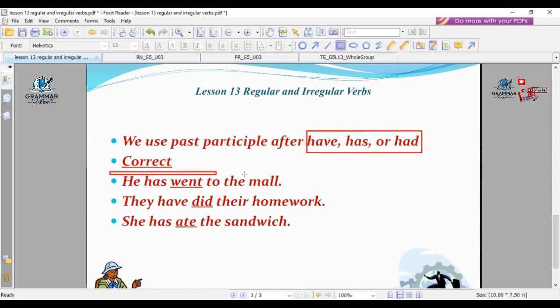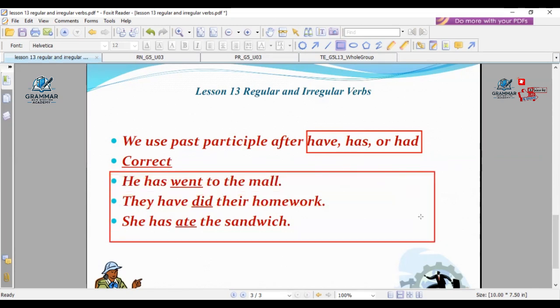Here we have 3 sentences, Mu'taz, and all of them are incorrect. We have to correct all of them. What's incorrect here is underlined for you. Read the first one. He has went to the mall. Yes, he has gone, not went. Because here, went is the past form. I don't need the past form, I need the past participle. So it's go, went, gone. That's wonderful.